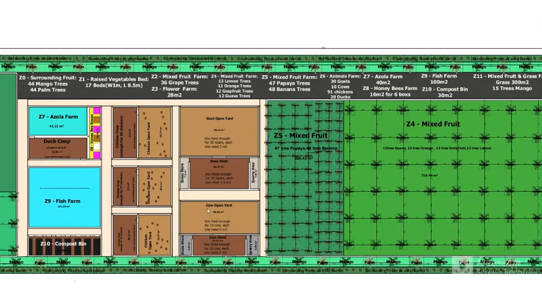Same as we have here, the cow open yard. It's about 59 square meters. This yard is enough for 10 cows, because each cow needs an open area of 6 meters.